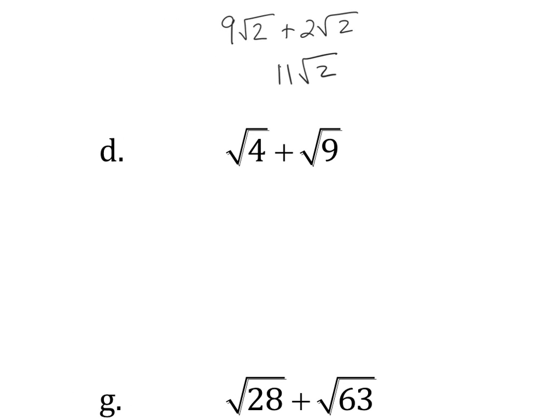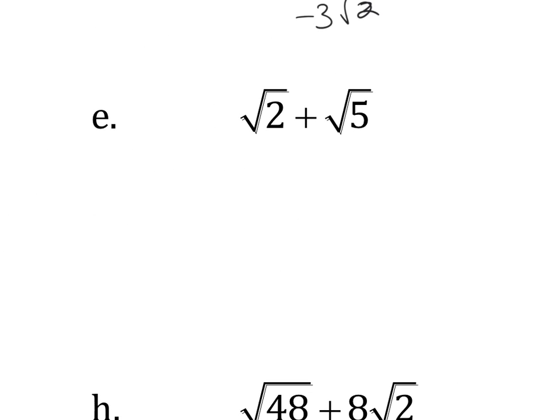All right, let's try another one. All right, 4 square root of 9, square root of 4 and square root of 9. Those are both perfect squares. So those are just 2 plus 3, which is 5. Okay, for E, there is no simplifying. We can't go any further, so we would just leave it as the square root of 2 plus the square root of 5.